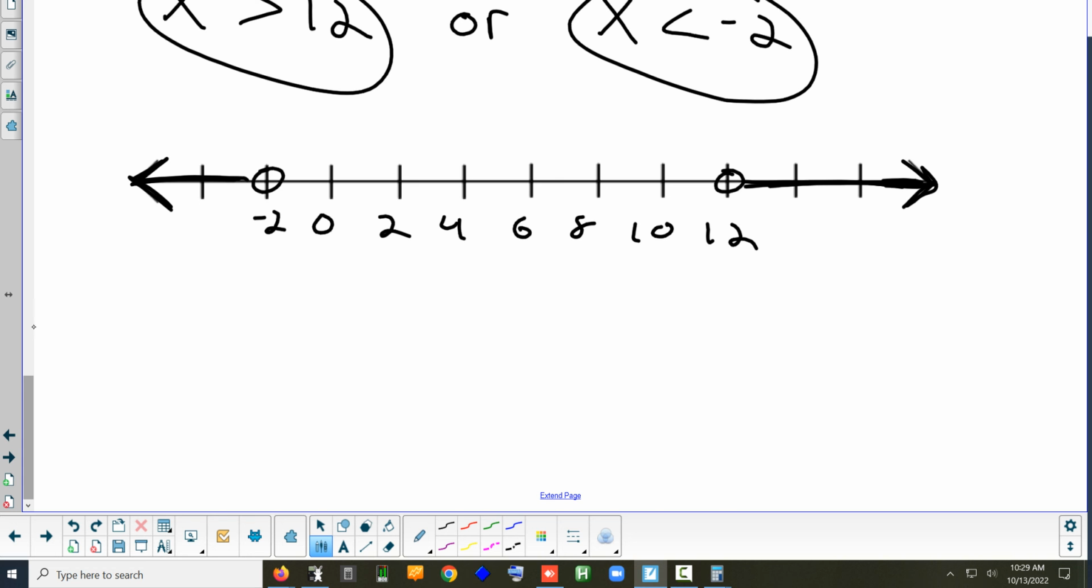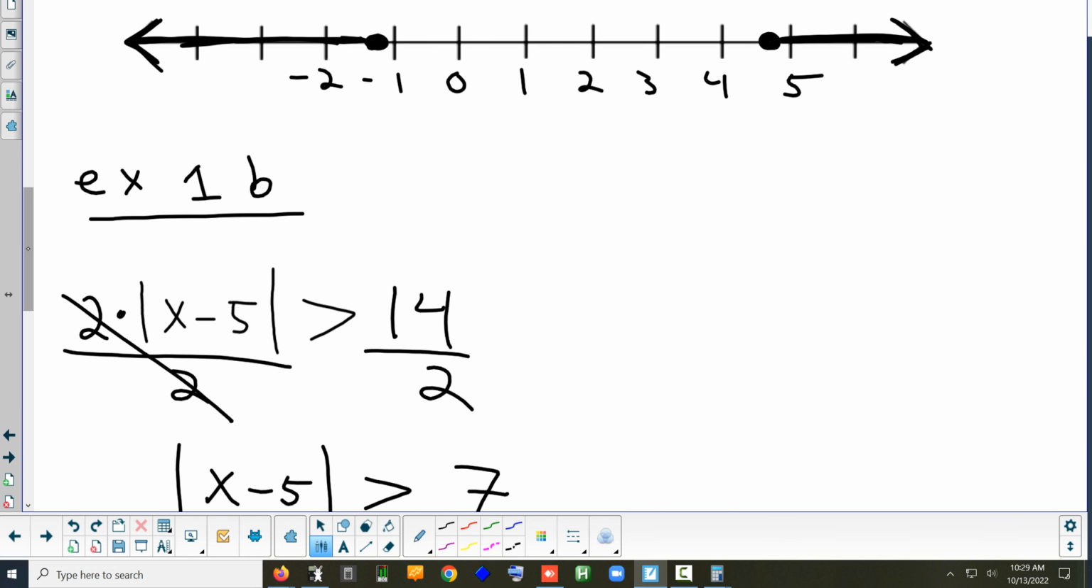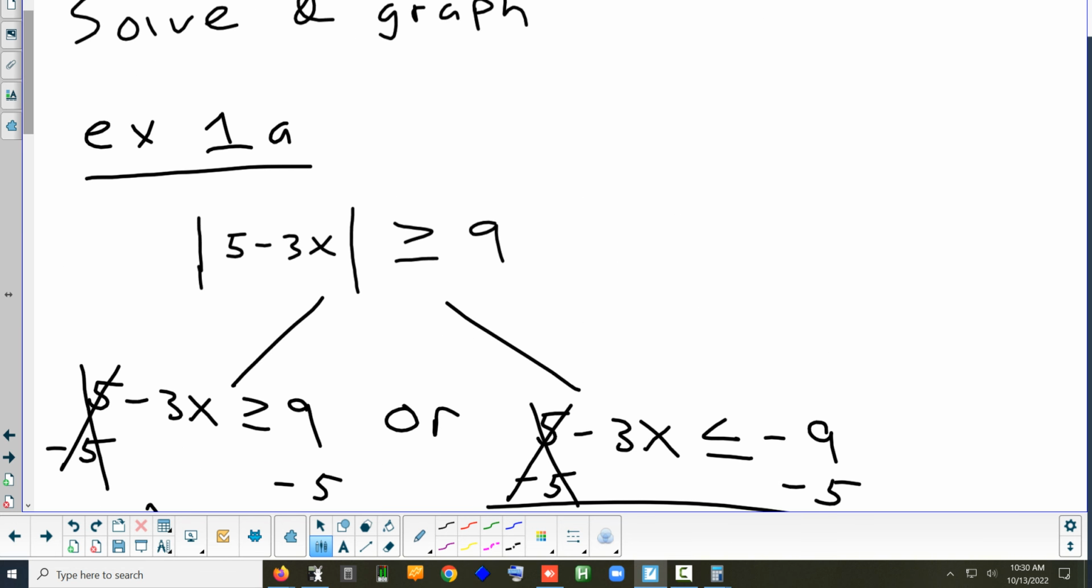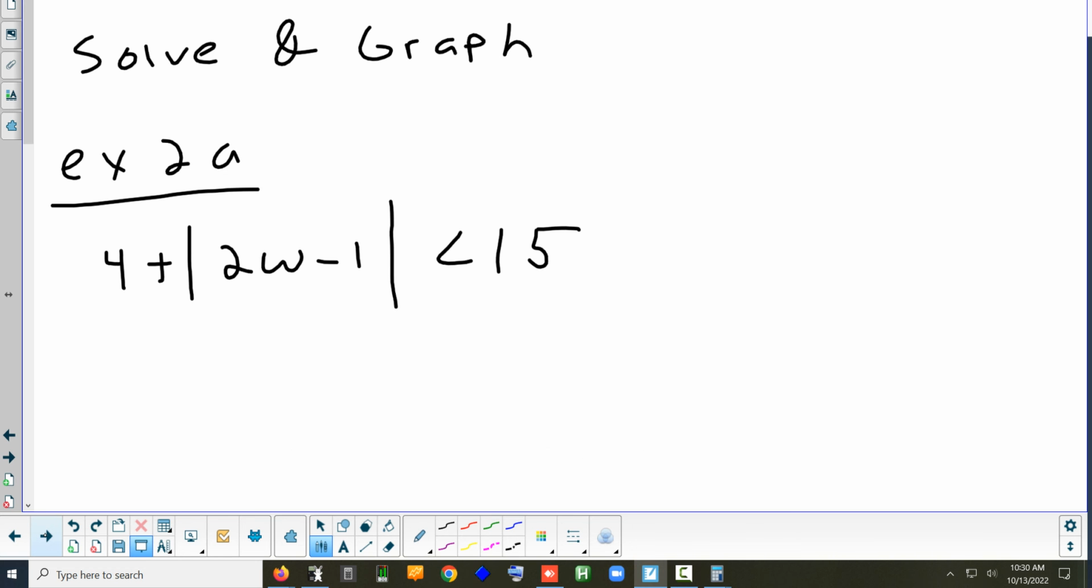Okay, so we did one where you had to get the absolute value by itself first by dividing. We did one where the absolute value was already by itself and you didn't have to do anything. Let's finish up by doing one where you have to get the absolute value by itself, but this one isn't dividing to get it by itself.